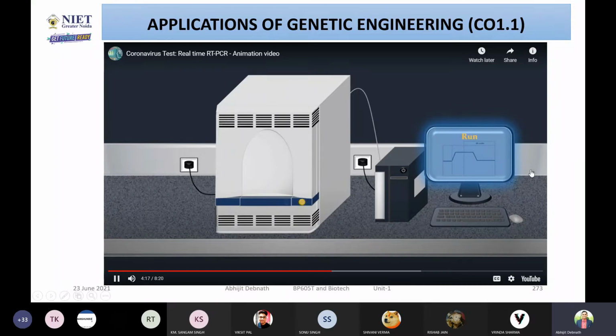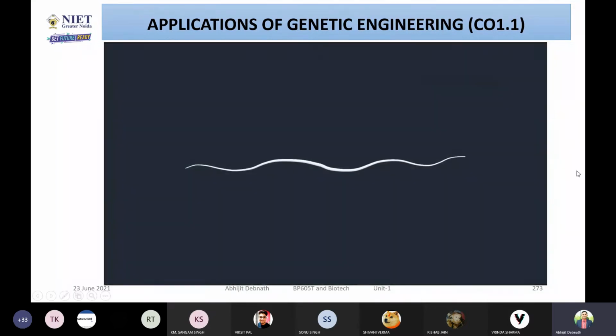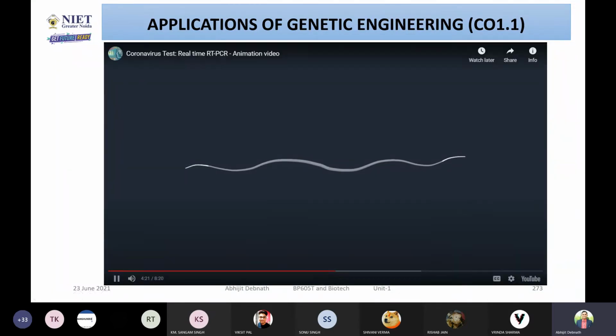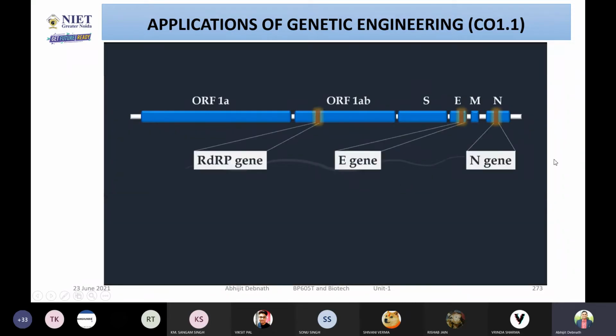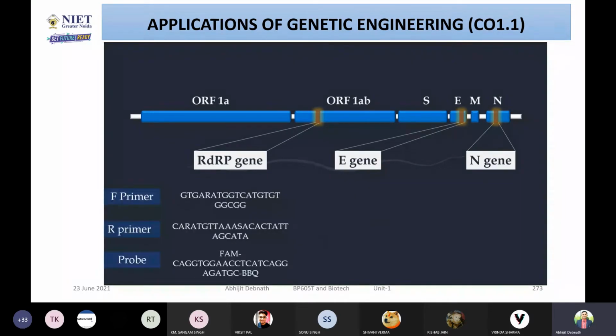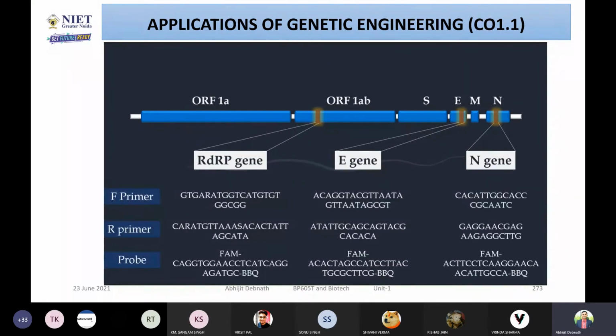Real-time RT-PCR is used for the detection of the new coronavirus 2019 by the amplification of target sequences. Here lots of things will happen. First the RNA will be converted into DNA, and then it will be copied millions and billions of times, and then it will be analyzed using fluorescence. The targets are the RdRp gene, the E gene, and the N gene of the entire genome. The choice of the target gene depends on the primers and the probe sequences.